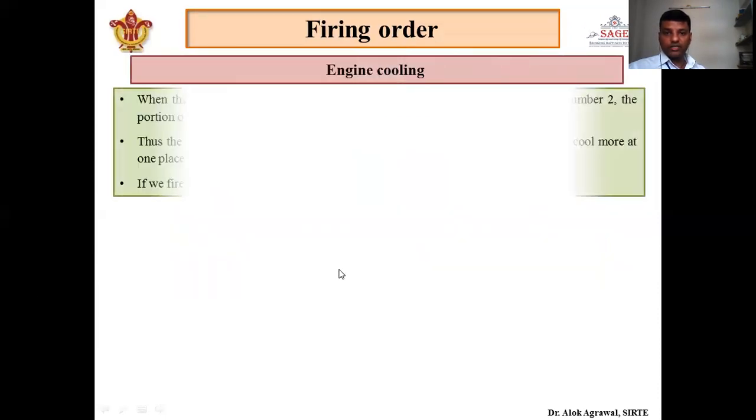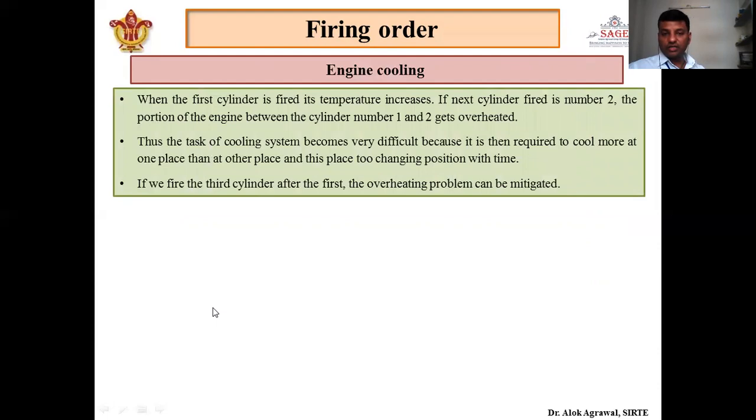So the second factor is engine cooling. Again, when the first cylinder is fired, its temperature will increase. Obviously, when the energy is produced, its temperature will increase. If we fire the second cylinder after that, what will happen? The temperature of the second cylinder will increase. So the part of the engine in between cylinder 1 and cylinder 2 will get overheated. At the same time, cylinder 3 and cylinder 4 have not encountered any kind of firing, so they will be relatively very cool.